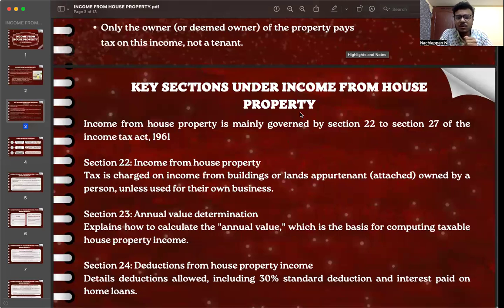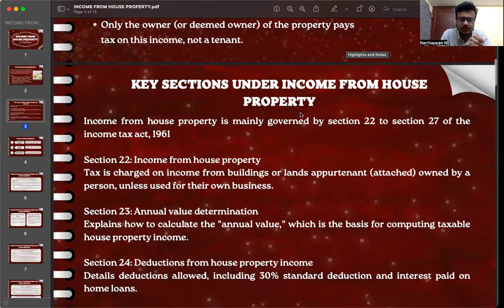Section 23 talks about how you're going to calculate the annual value of that building for tax purposes. Section 24 talks about the deductions which are allowed for this. There are two main deductions. One is a standard deduction, which is at 30% of the NAV, and then the other is the interest that you're paying on taking a loan to complete the construction of this building.